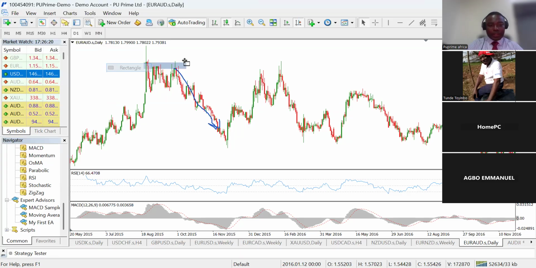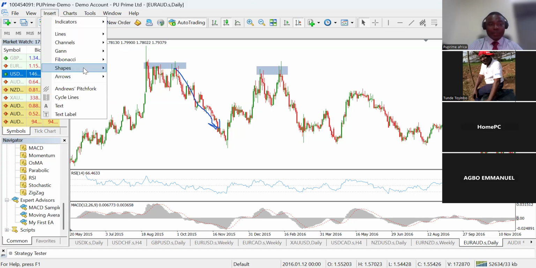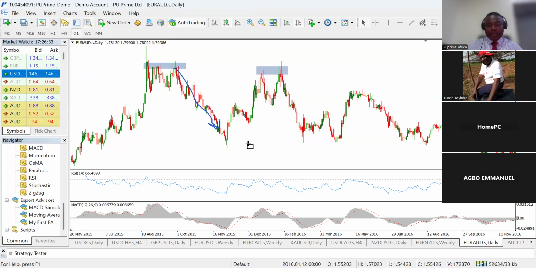Let's go again. This is another resistance zone. This is 2016. Price moved in the bearish direction after hitting resistance. That means resistance worked in 2015, it worked in 2016, and here we have a support zone that spanned between 2015 and 2016, and we can see that price reversed into the bullish direction. That means resistance and support worked between 2015.